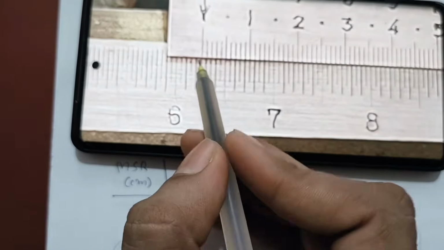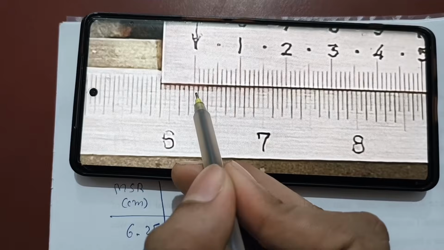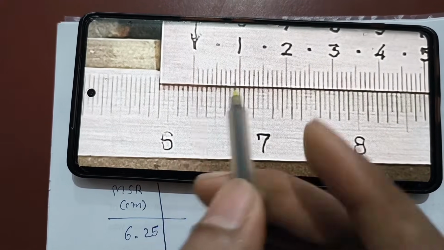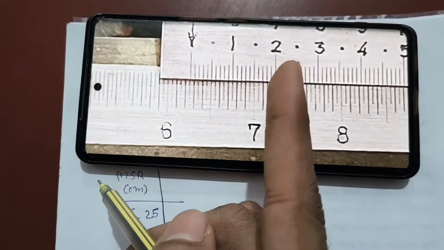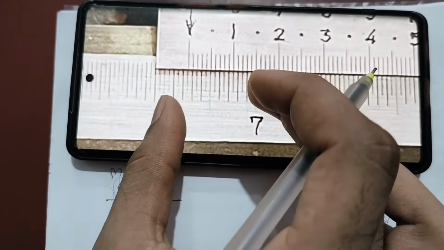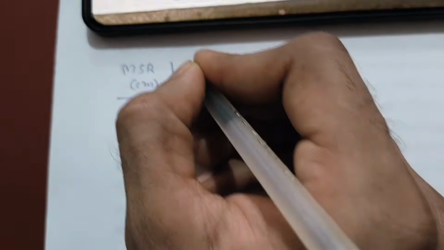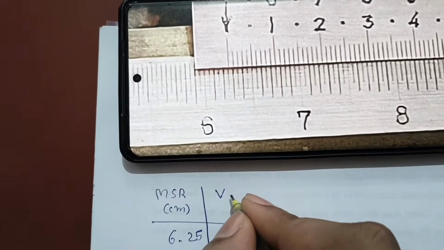You should be writing the value of the division which is crossed. If it is closer to 6.3, then 6.3 is not the answer. The division which is crossed, that is the answer. So 6.25. Now my second task is to find out the vernier scale division.